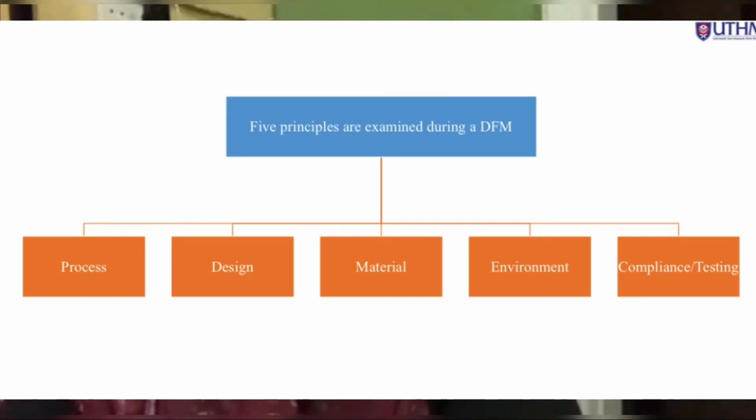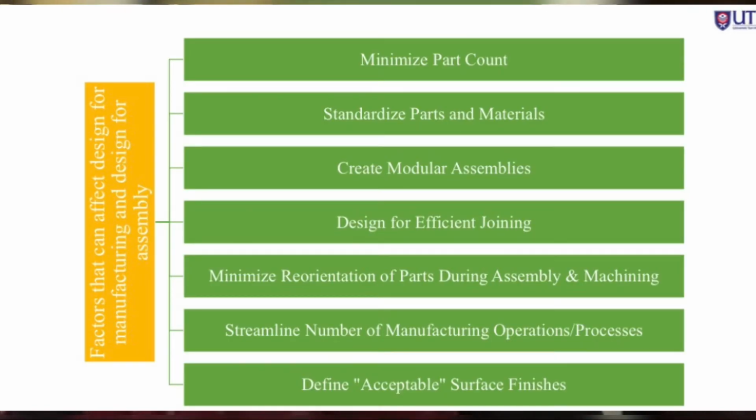There are factors that can affect design for manufacturing and design for assembly. First, minimize part count, number 2 is standardized parts and materials, number 3 is create modular assemblies, number 4 is design for efficient joining, number 5 is minimize reorientation of parts during assembly and machining, number 6 is streamline number of manufacturing operations or processes, number 7 is define acceptable surface finish.